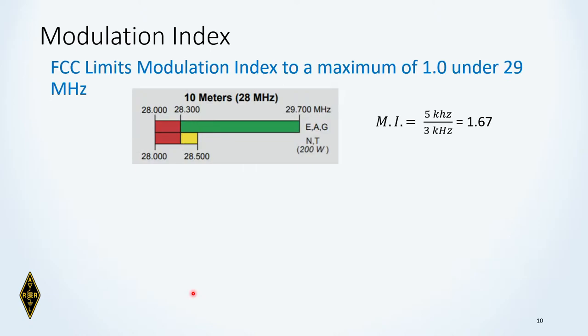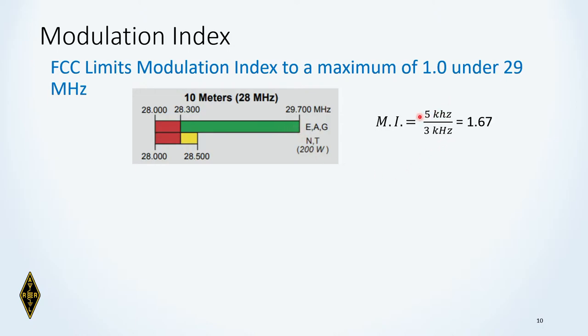And then we'll explain that a little bit here. This is the same thing, kind of in different words here. Modulation index limited to a maximum of 1.0 under 29. So I put up a little picture of our 10 meter band. Notice that runs from 28 megahertz to 29.7. So our limit is at 29. So that's giving us the upper part of the 10 meter band.